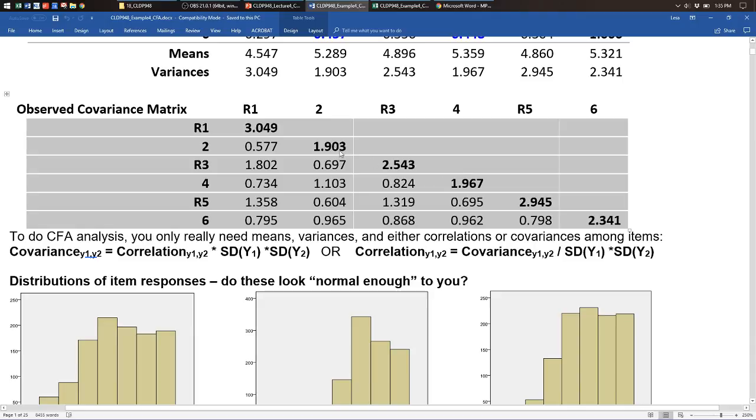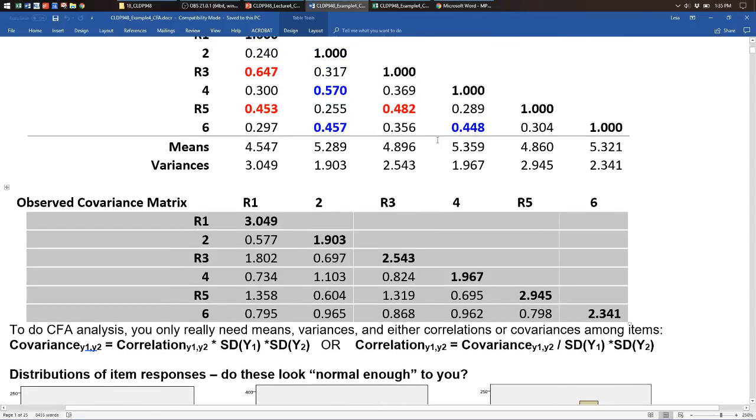And the model that I hypothesize is responsible for all of these covariances is that these are 6 items measuring one thing. Each of them measures it differentially well, and that's why the covariances and the correlations are not all the same.